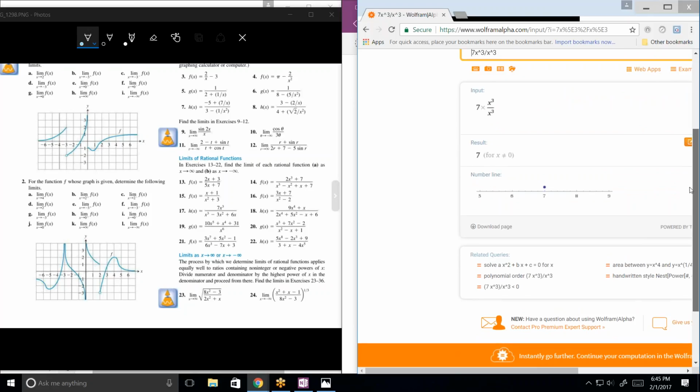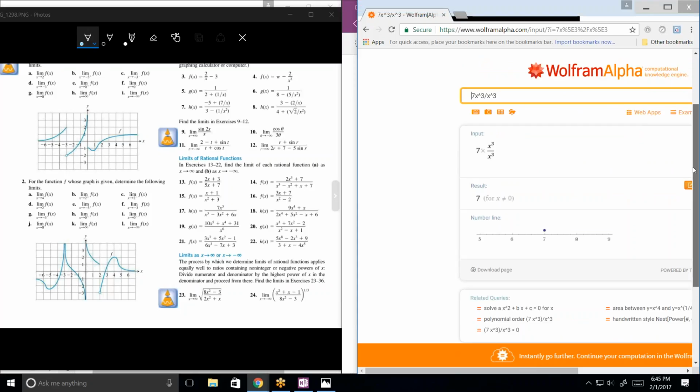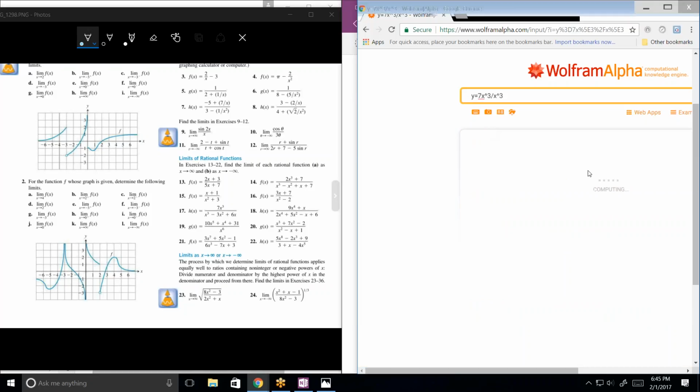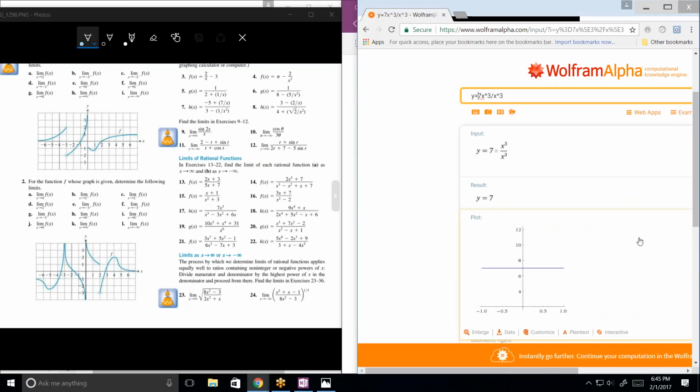They graph it strictly on the number line. Huh. Well, maybe I need a y equals, and then it'll graph it for me. Y equals. It's going to graph a straight line at 7, yeah. Horizontal line. In other words, the x cubes cancel, and it doesn't matter whether you're going to infinity or not. The function goes to 7 no matter what.